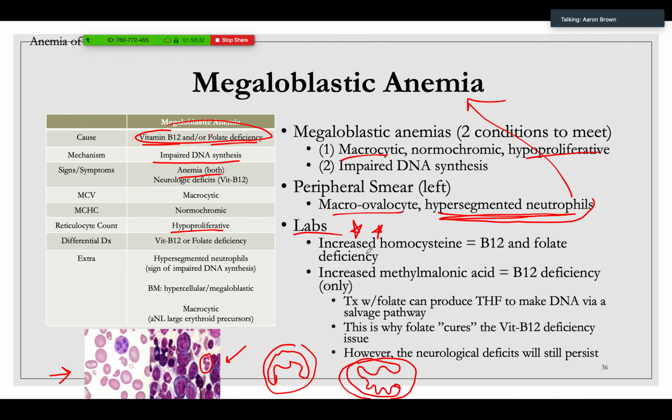In the labs, if you see elevated homocysteine, that can be B12 or folate. They both have elevated homocysteine. But if you have increased methylmalonic acid, that can only be B12 deficiency. If they tell you methylmalonic acid is increased, that's B12 all day, all day tomorrow, all of next week, and all the time after that. Basically, consider it. Increased methylmalonic acid is always your B12 deficiency, okay? And so that is money. If they give you that, click your B12.